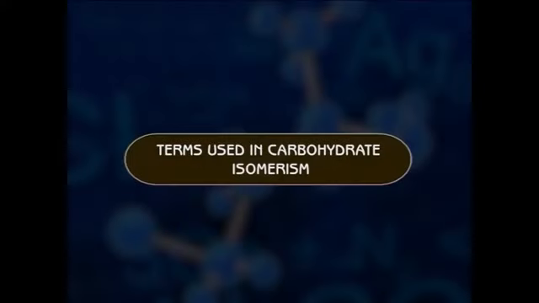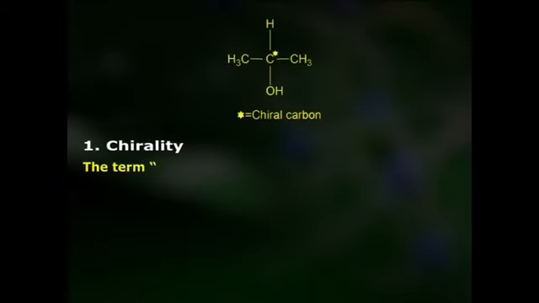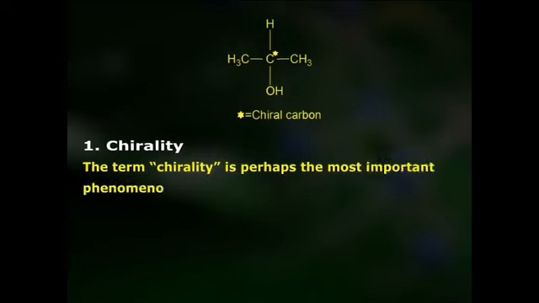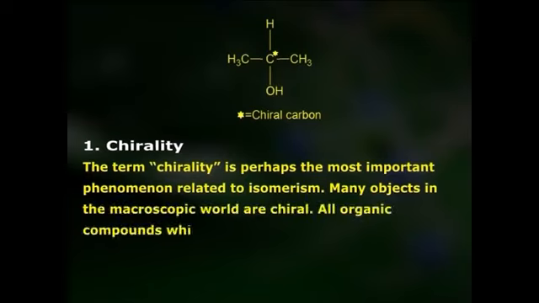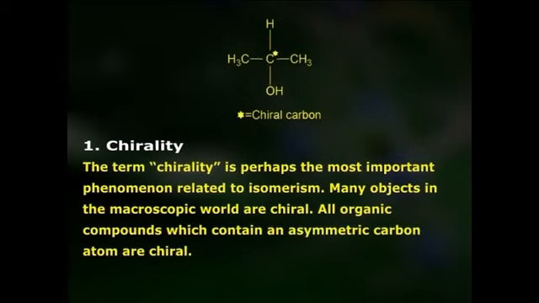Now let's study some terms used in carbohydrate isomerism. Number 1, chirality. The term chirality is perhaps the most important phenomenon related to isomerism. Many objects in the macroscopic world are chiral. All organic compounds which contain an asymmetric carbon atom are chiral.